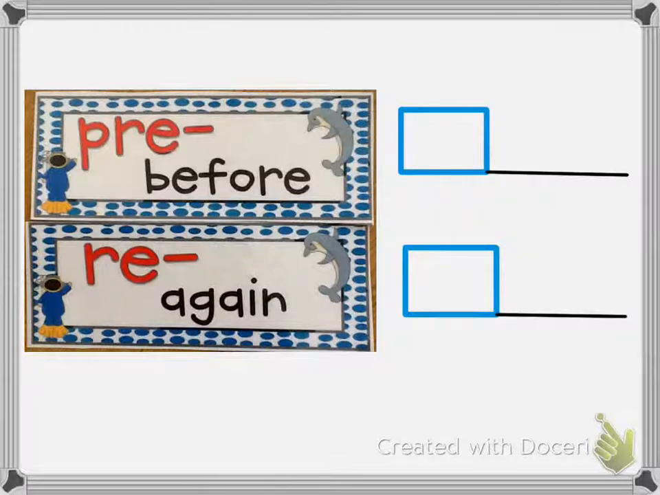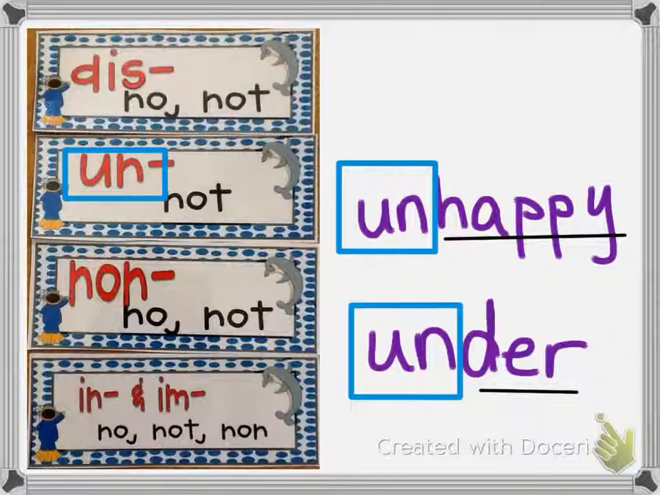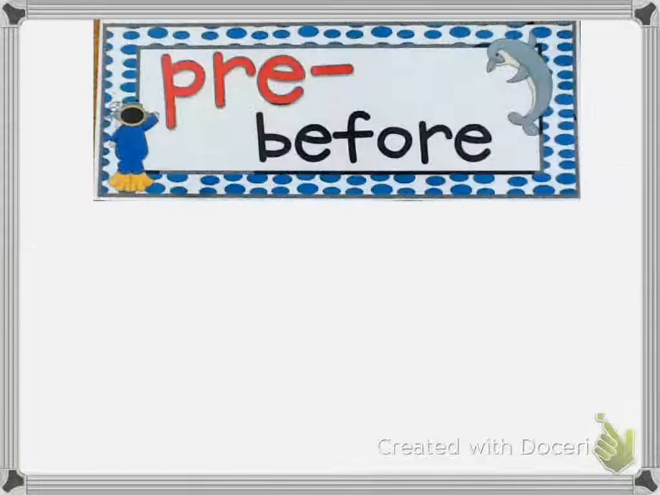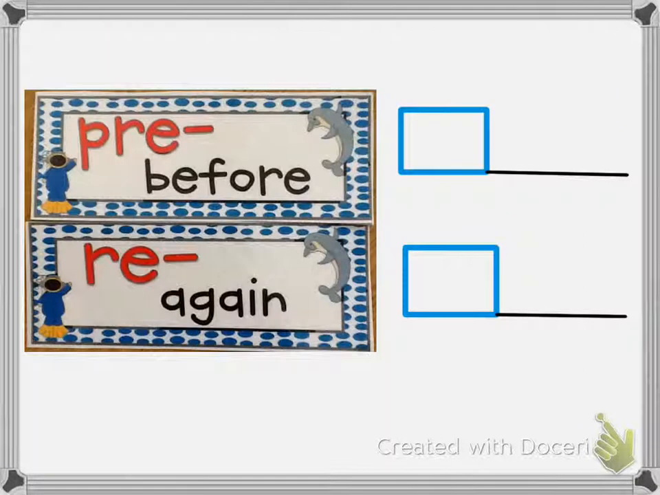So to review, there's five: dis, un, non, in, and im. They all mean not or no. Let's look at two more prefixes. You find them at the beginning of the word.